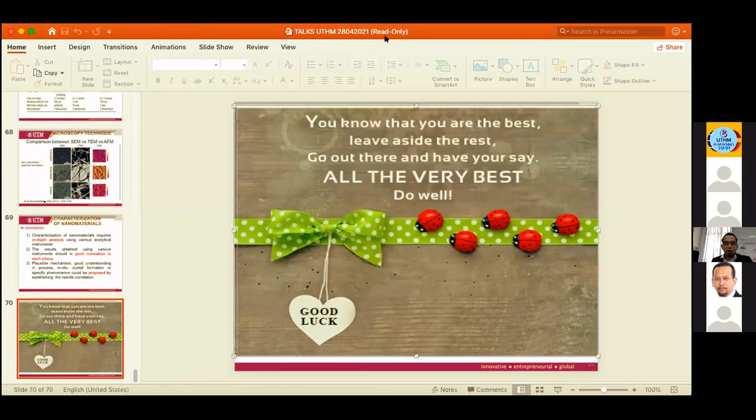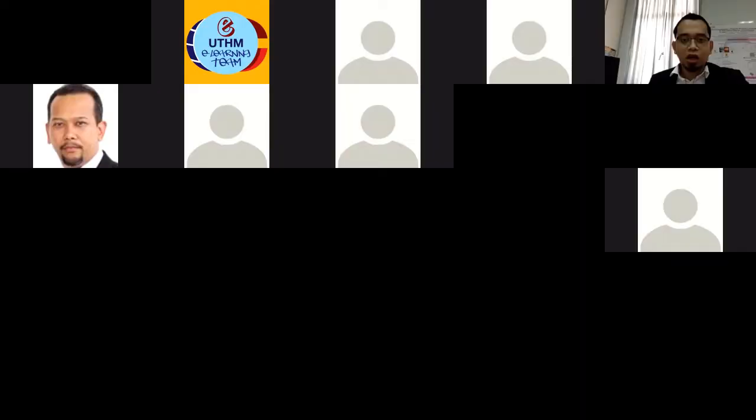First question is from Norabiatul Adawiya. Does the synthesis method affect the size or shape of our sample? If yes, what is the suitable or common synthesis method that can produce nanomaterials?